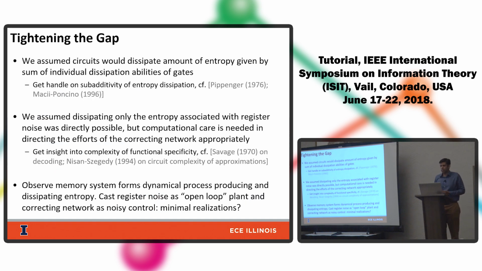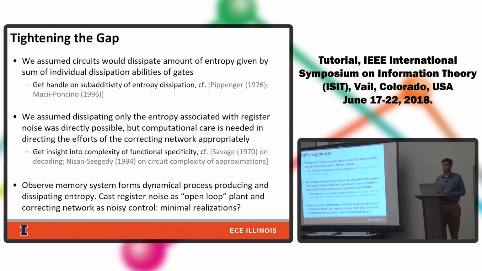Okay. On the converse side, we assumed that circuits would dissipate the amount of entropy given by the sum of the individual dissipation ability of gates. But that's actually not true. So to tighten the converse side, we need to get a handle on the subadditivity of entropy dissipation. And that's where some of Pippenger's results will likely come into play.